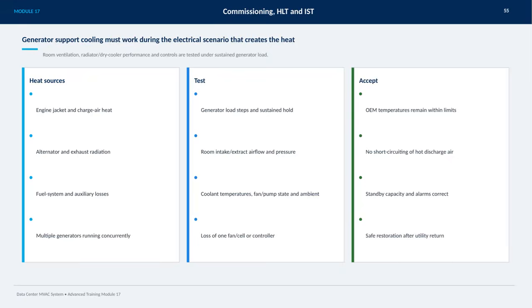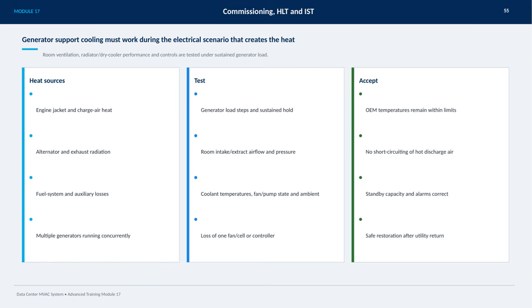On this slide, we're focusing on the critical need for generator support cooling to function effectively during the electrical conditions that generate heat. The main heat sources include the engine jacket and charge air heat, alternator and exhaust radiation, as well as losses from the fuel system and auxiliary components. It's important to remember that when multiple generators run at the same time, the cooling demands increase significantly.